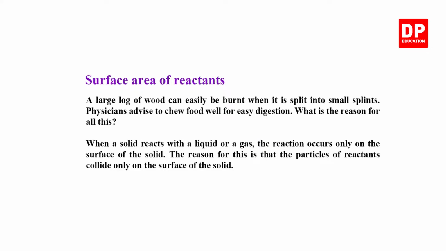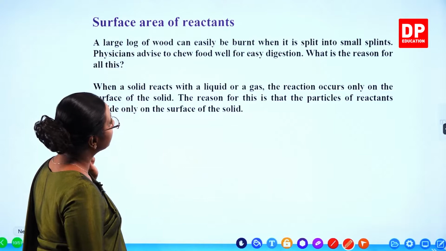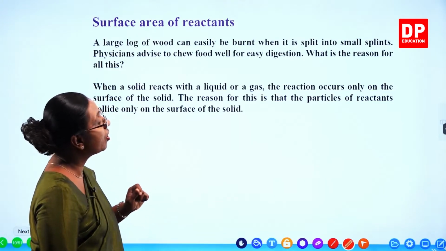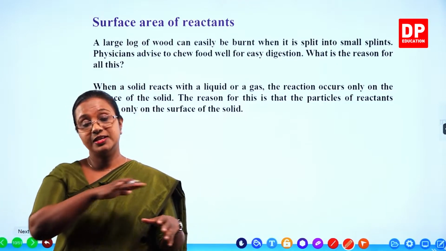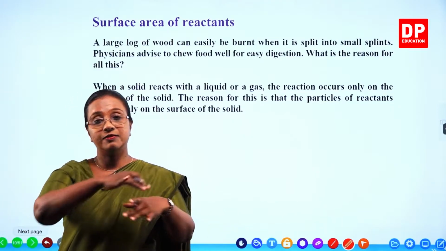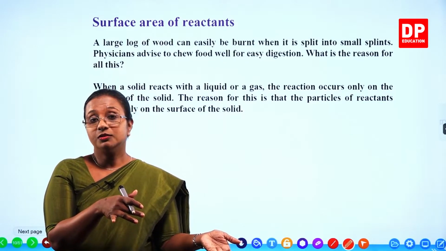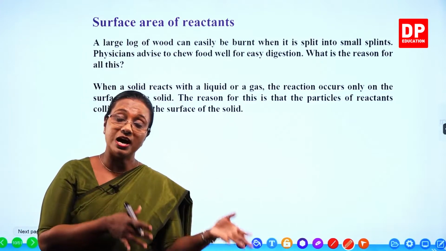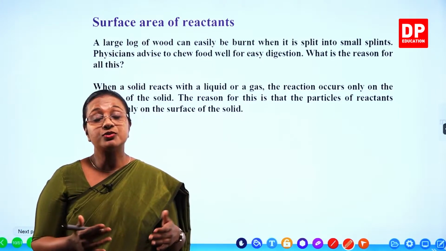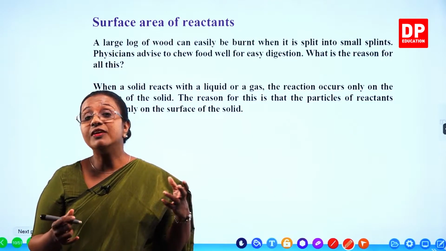The first one, surface area of reactant. A large log of wood can easily be burnt when it is split into small splints. So, you have a log of wood. If it is a tree trunk, if you cut it, it will be a very large log. If you put that log into the cooker, hearth, it's difficult. One thing, because of the size, you can't insert it, and also for it to burn, it takes a very, very long time and it's not very efficient.